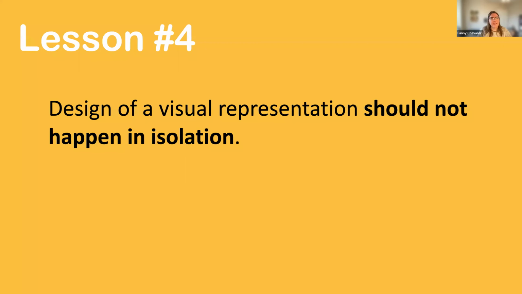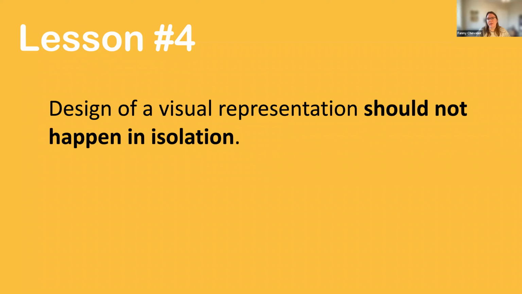So design of visual representation should not happen in isolation. We have a lot of good guidelines. We know for a simple task what the best practices are in terms of best representing the data of interest. But very rarely do we consume one piece of information in isolation, especially in this complex, rich visual analytics dashboard where there's a lot of crossing of data, relationships to be found.